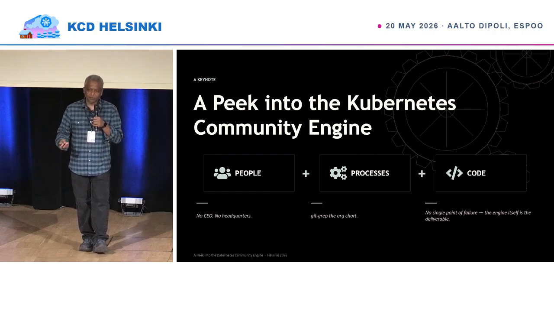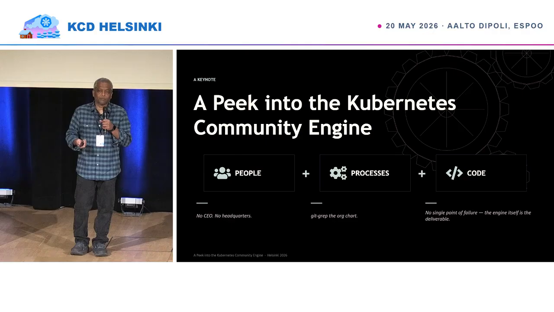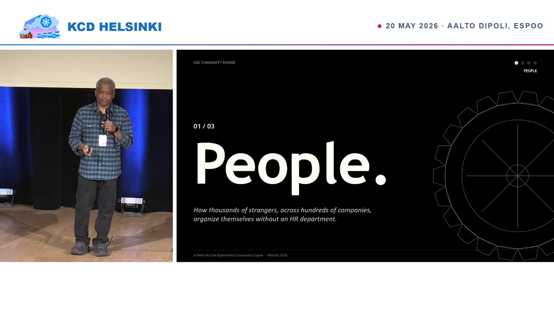There is no CEO. You can look at the org chart, so to say, of the different people that are working in the community. We try to have no single point of failure, so that it's easy, predictable, and so on. So how do we do this? This is how. I'm going to skip over the slide. I'm part of SIG Architecture. I'm the co-chair there, and I'll talk a little bit more about it as the slides progress.